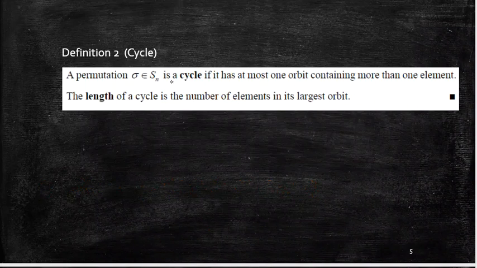Definition 2 is about the cycle. A cycle, in simpler words, is a permutation in matrix form that can be written in much simpler notation. What about the length of a cycle? It is the number of elements in its largest orbit.